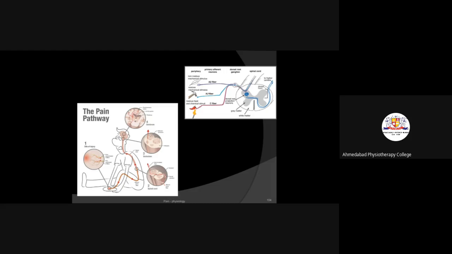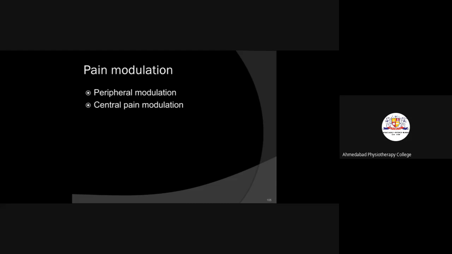We all know what C fiber, A delta, A beta are. I'm not going into that. Now, how does this pain modulation naturally work? There is a peripheral modulation and central modulation.